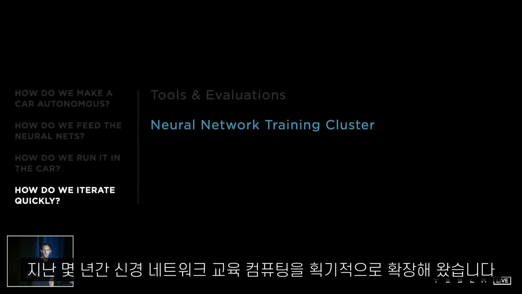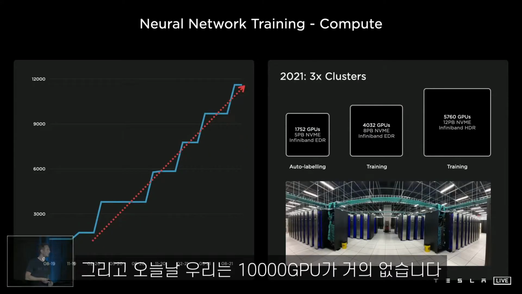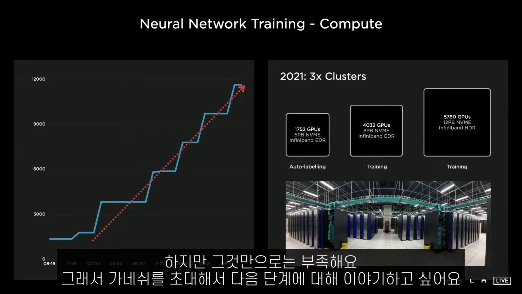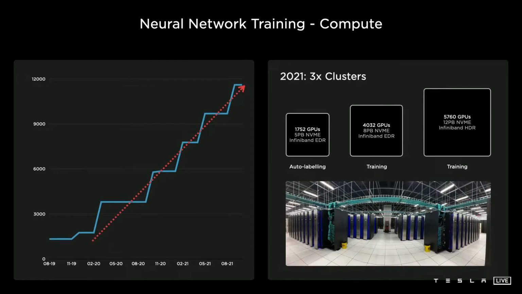And so last but not least, we've been scaling our neural network training compute dramatically over the past few years. And today, we're barely shy of 10,000 GPUs, which, just to give you some sense, in terms of number of GPUs, is more than the top 5 publicly known supercomputers in the world. But that's not enough, and so I'd like to invite Ganesh to talk about the next steps.